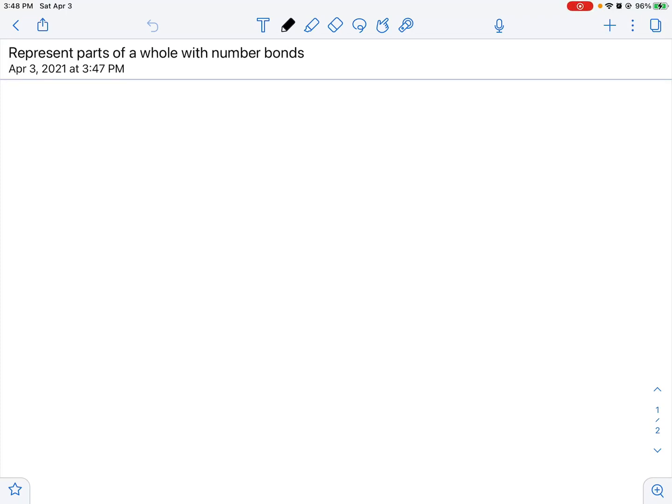Everybody. Today we're going to review things that we've learned about fractions up until now and make sure we have a good understanding of the numerator, the denominator, what fractions are, and how to represent fractions within a number bond. So, first of all, just a reminder, a fraction is a part of a whole.